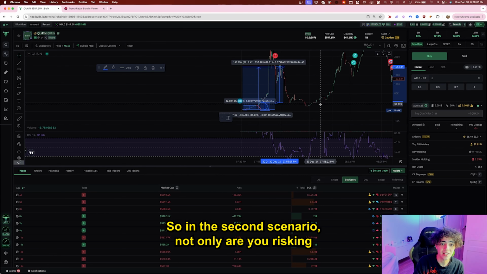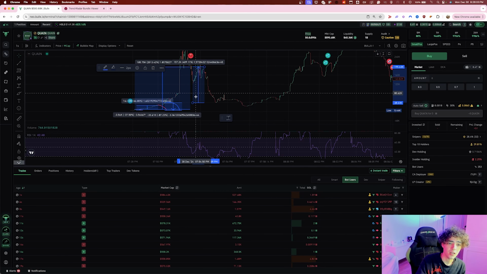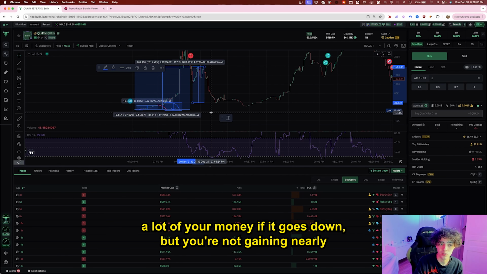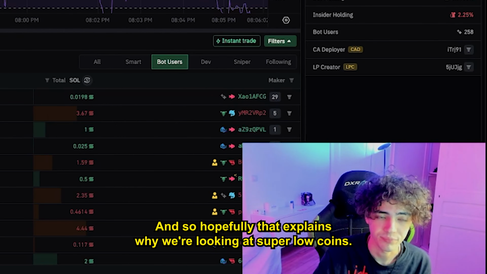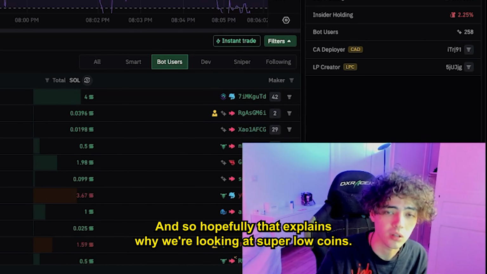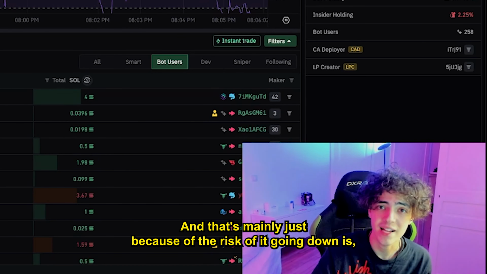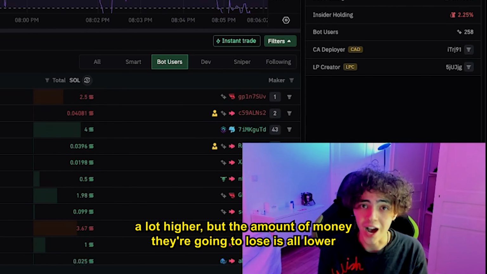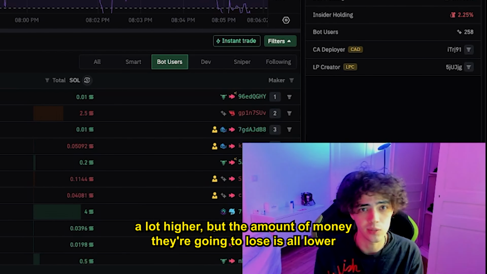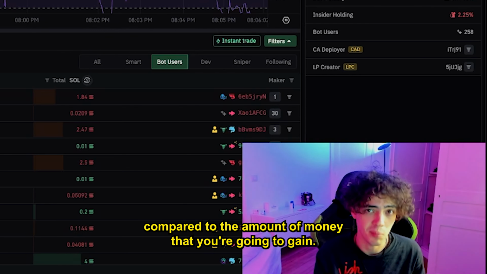So in the second scenario, not only are you risking a lot of your money if it goes down, but you're not gaining nearly as much as in the first scenario when you entered really, really early. And so hopefully that explains why we're looking at super low cap coins. That's mainly because the risk of it going down is a lot higher, but the amount of money that you're going to lose is a lot lower compared to the amount of money that you're going to gain.